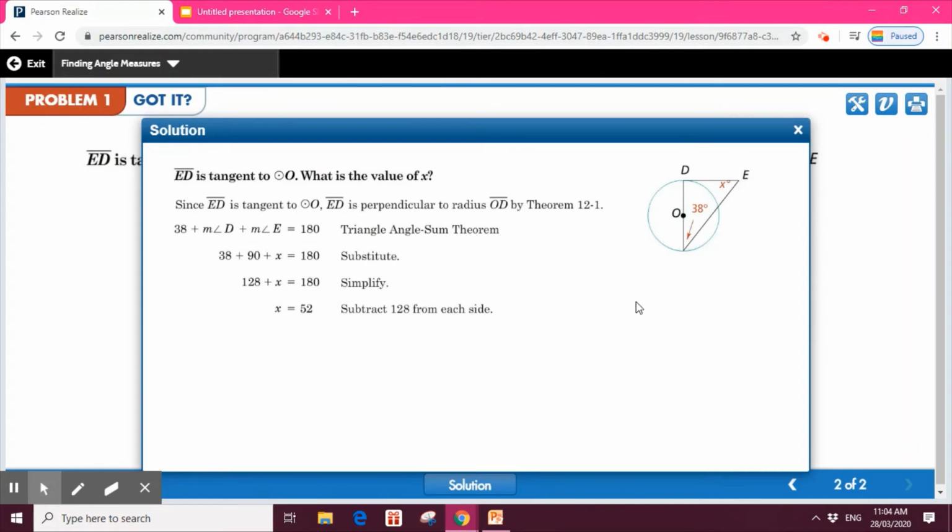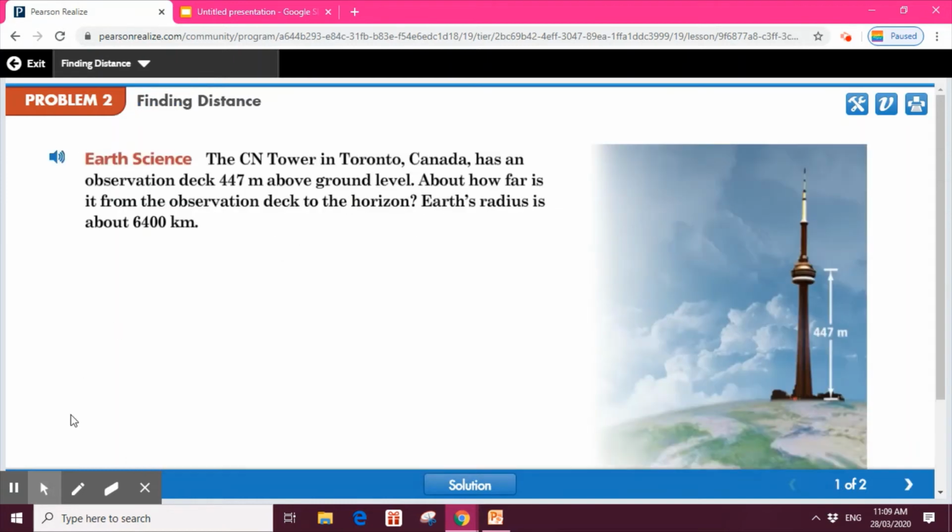And 38 plus 90 is 128. Simplify. 128 plus x is equal to 180. So by subtracting 128 from each side, x is equal to 52. So the measure of angle E is 52 degrees.